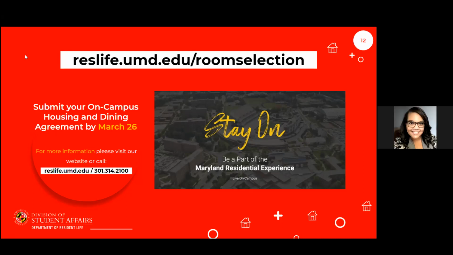Thank you, Scott. Another question that my office gets often, and I see has been mentioned within the Q&A, for students who lived off campus this year due to COVID or canceled their agreement before the deadline, how is their priority impacted when it comes to room selection for fall 2021?